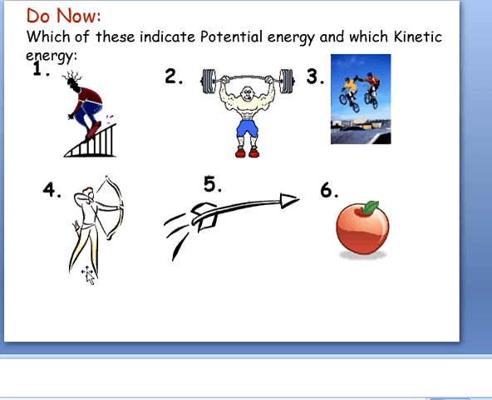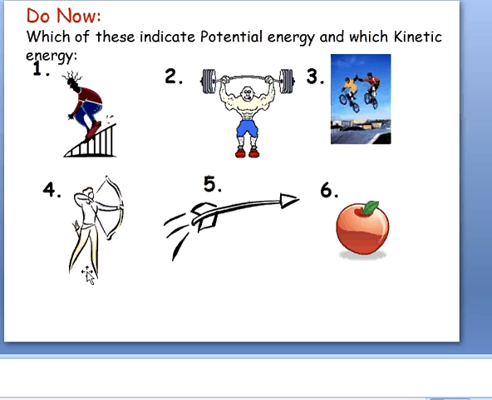How about number 4? Well, there's that bow pulled back. I don't see the arrow there, maybe they've let it go, but it doesn't look like they let the arrow go. It looks like it's still pulled back, we just don't see the arrow. So that would be the elastic potential energy. But if they let that string go on the bow, boing, that would change into kinetic energy. A moving arrow would certainly be kinetic energy.